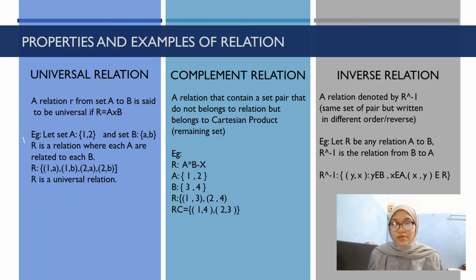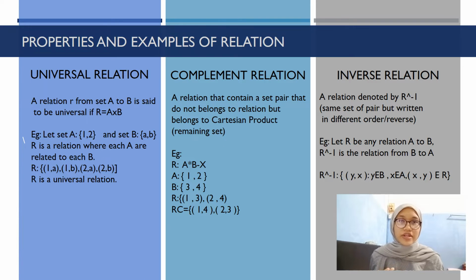Properties and examples of relation. I am going to present 5 of the properties of relation, and the first one is universal relation. A relation is said to be universal when the set A is related to set B, as shown in the example. The relation R is A related to B, so R is a universal relation.